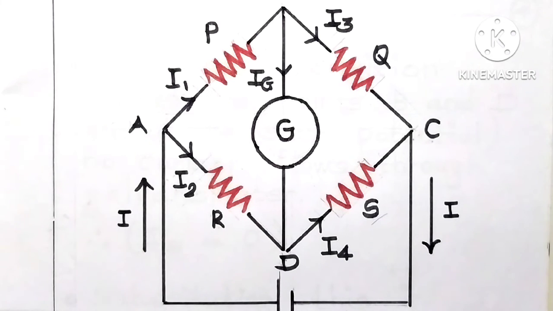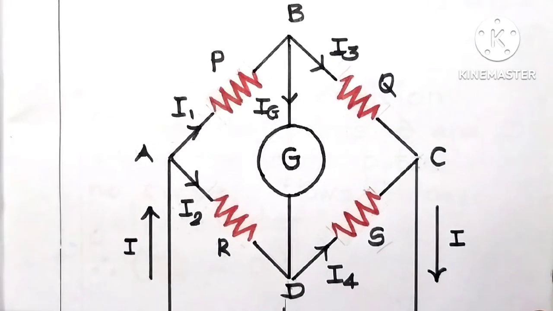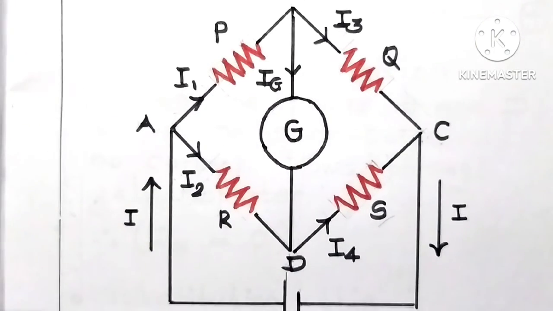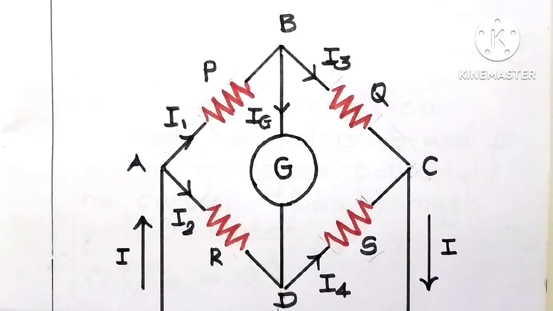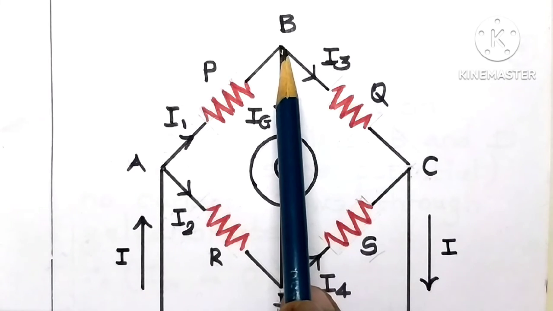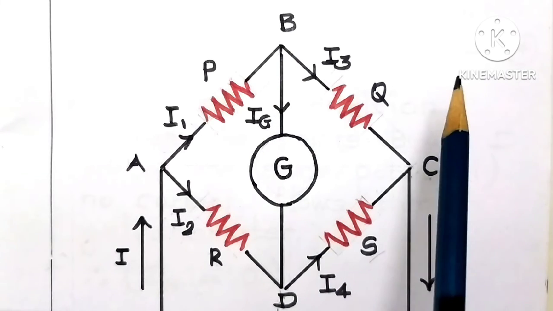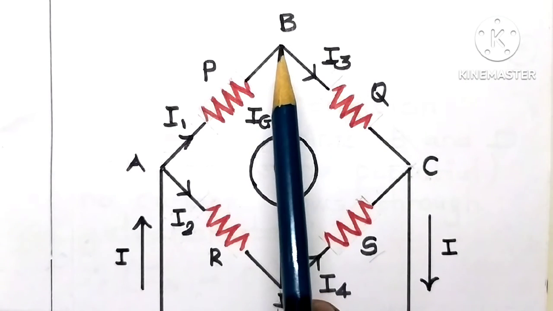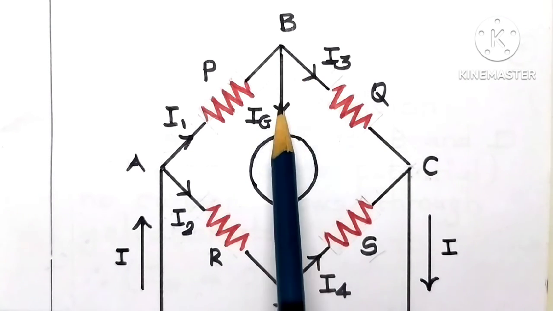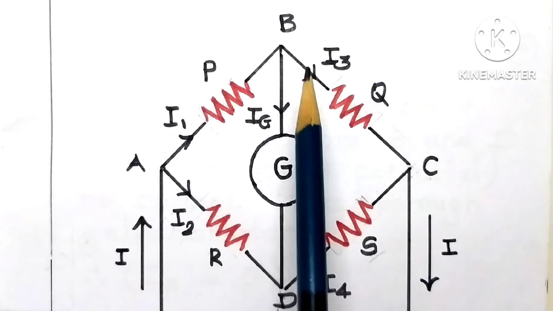Now we are going to apply Kirchhoff's current rule, Kirchhoff's first rule, to the junctions B and D. Before that, what does Kirchhoff's first rule say? It says that the algebraic sum of all the currents at a junction is equal to 0. Moreover, the currents that enter a junction are taken as positive and the currents that leave the junction are taken as negative.